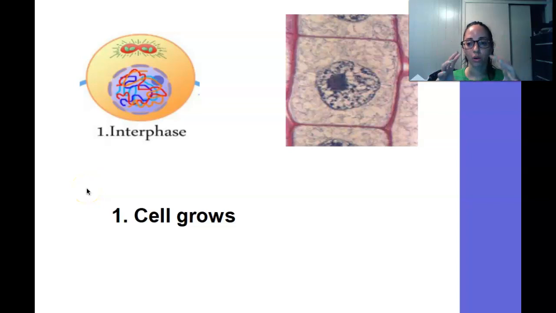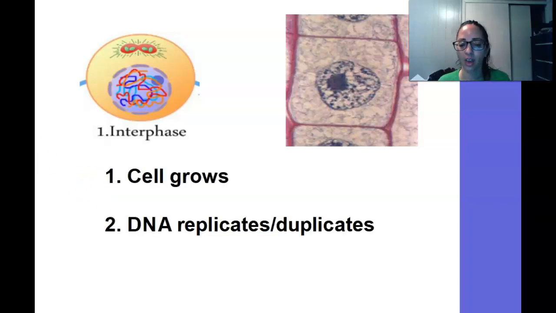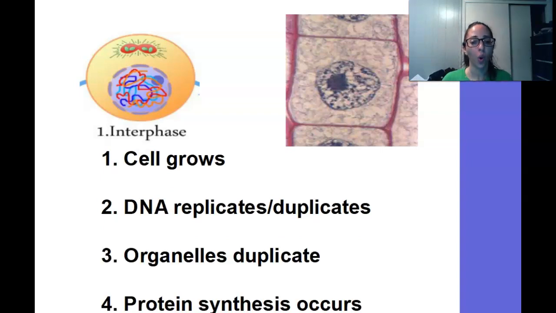The cell grows in size, then DNA replicates or duplicates. For example, if you started with 2 chromosomes, then it's going to duplicate to 4 chromosomes. That's what it means, replicates. And also organelles duplicate and protein synthesis occurs. That means they start making proteins.